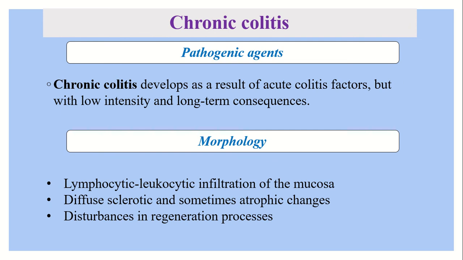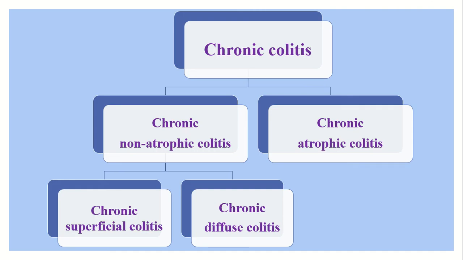Chronic colitis develops as a result of acute colitis factors, but with low intensity and long-term consequences. The morphology shows lymphocytic and leukocytic infiltration of the mucosa, diffuse sclerotic and sometimes atrophic changes, and disturbances in regeneration processes. Like chronic enteritis, chronic colitis also has two types, non-atrophic and atrophic colitis. Non-atrophic colitis is also divided into chronic superficial colitis and chronic diffuse colitis.